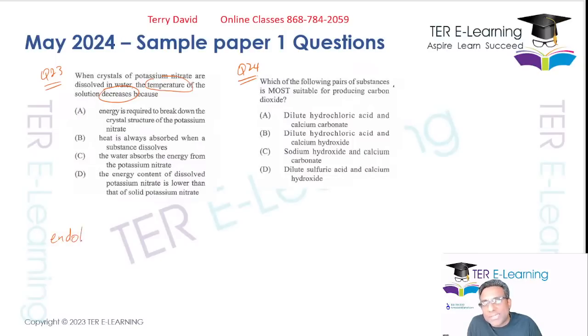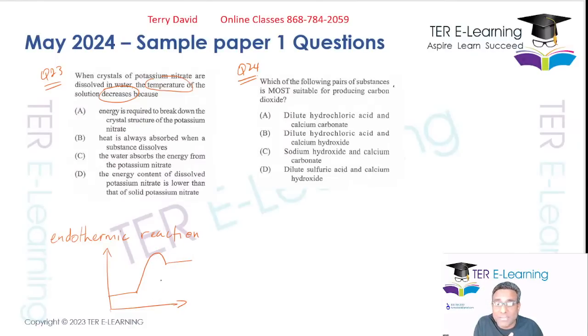So the thought process is like this. It's an endothermic reaction, right? So that means that it's absorbing energy from the surroundings. Now, if I were to draw an energy profile diagram for an endothermic reaction, we have our reactants here, and when it's an endothermic reaction, the energy of the products will be more than the energy of the reactants, right?